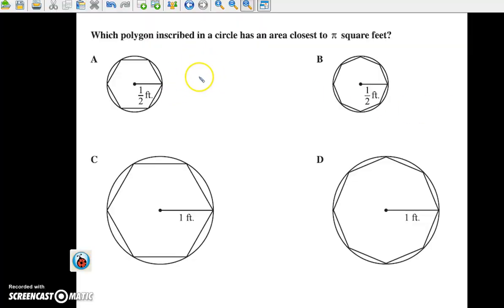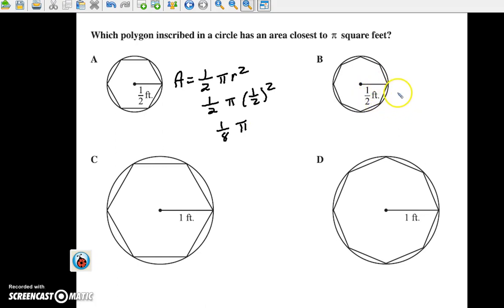So here's an example of where this might be applied. Which polygon inscribed in a circle has an area closest to pi square feet? Well, in order to estimate the area of the polygon that's inscribed, we can use the area of the circle to estimate it. So the area of a circle is pi r squared, and the radius is 1/2. So this is pi times 1/2 squared. 1/2 squared is 1/4, so that is 1/4 pi.